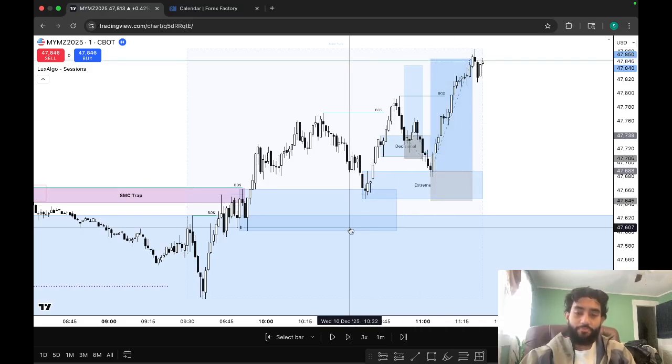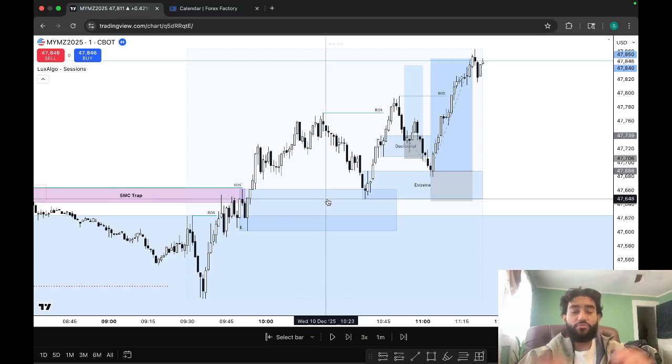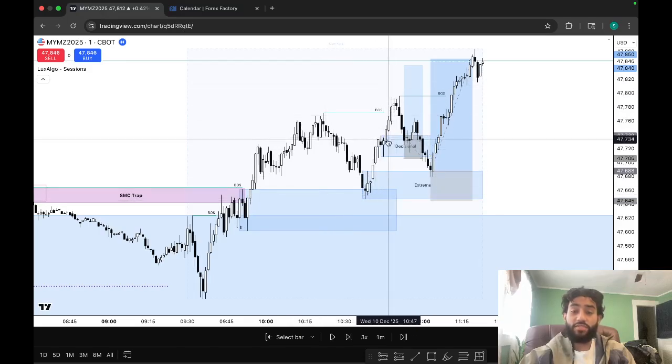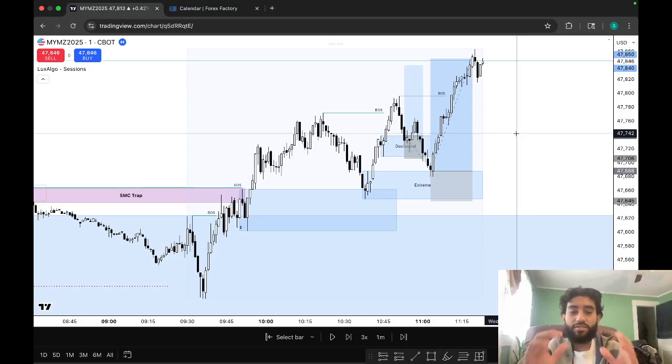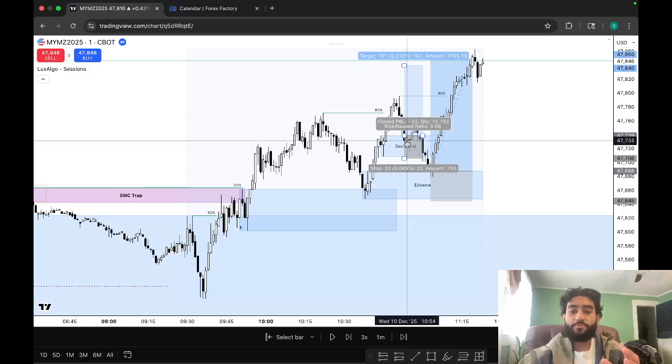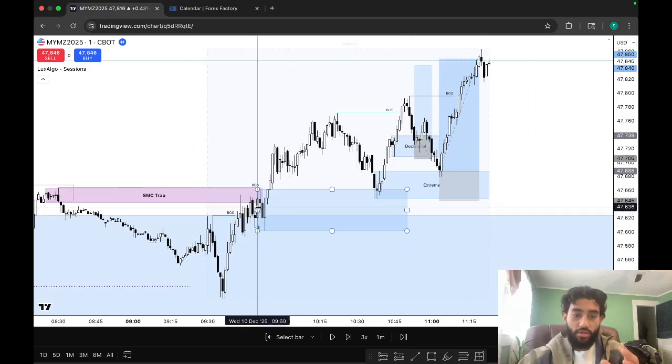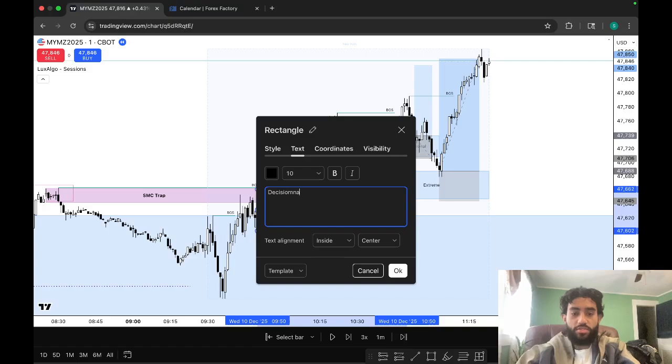Second, I barely missed this trade, which is just unfortunate. It happens sometimes, but I barely missed this trade, and that caused me to enter off of this decisional. From now on, I have to avoid decisional zones of this nature. This decisional zone was, let me just mark it out. Decisional zone was good. Why?